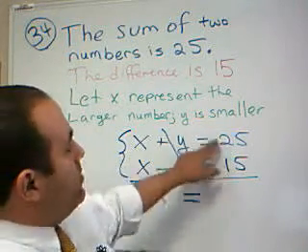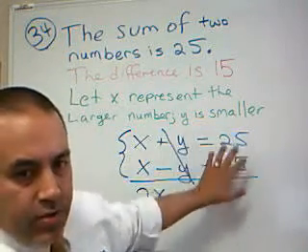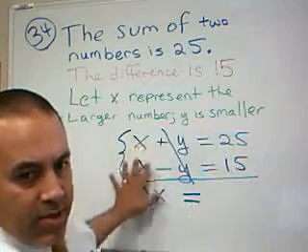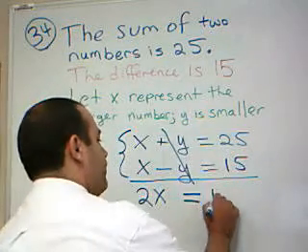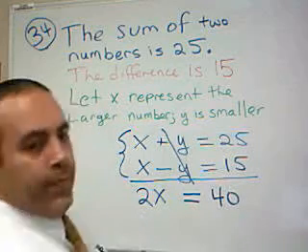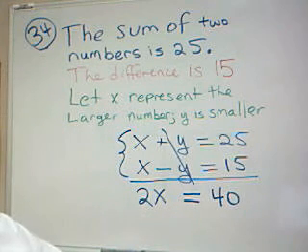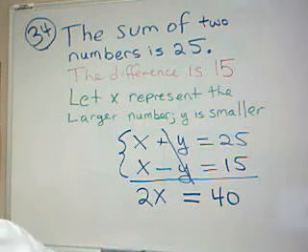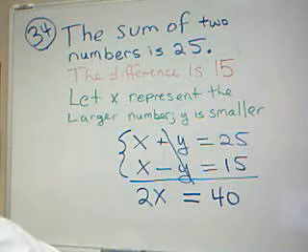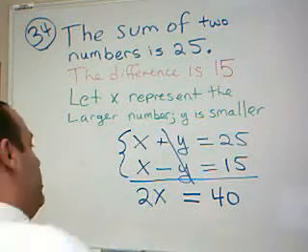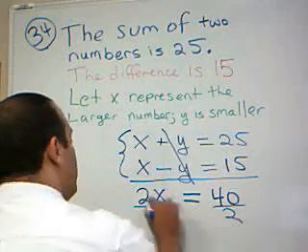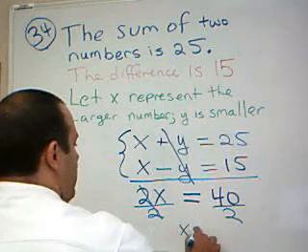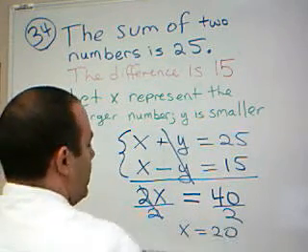Add the right sides too. And that's the thing that students will tend to forget. They get distracted by this over there, and they forget to add these up. 25 and 15 is 40. So now we've got a single variable equation. Using elimination method, we've gotten rid of one of our variables, and we've got a single variable equation in terms of x. Well, that's going to be real easy to solve. We just divide through by 2 to undo multiplication by 2, and we get x equals 20.